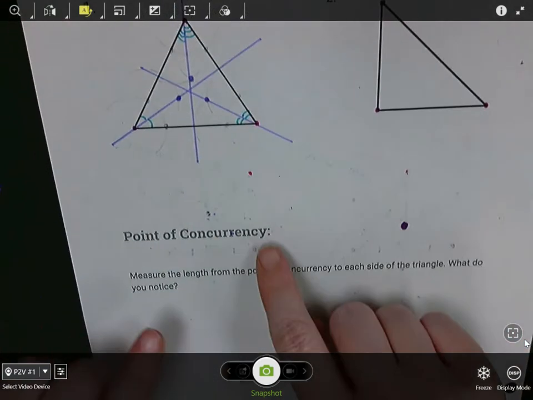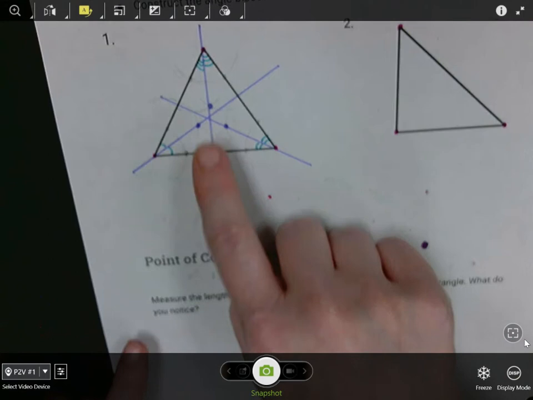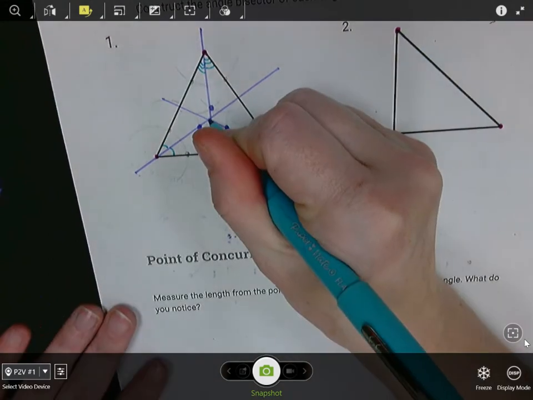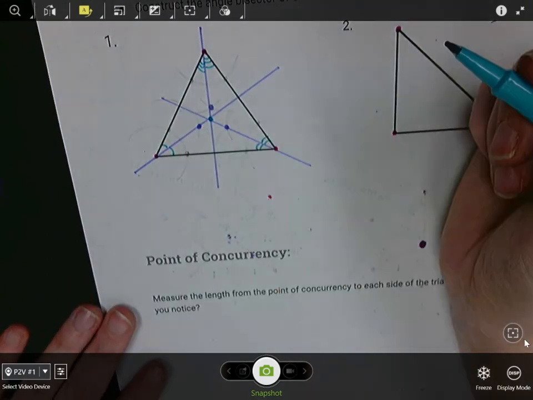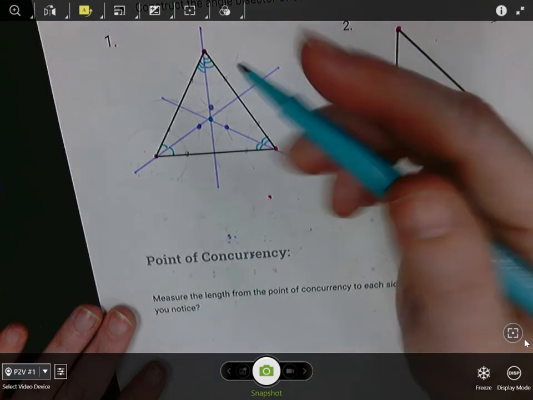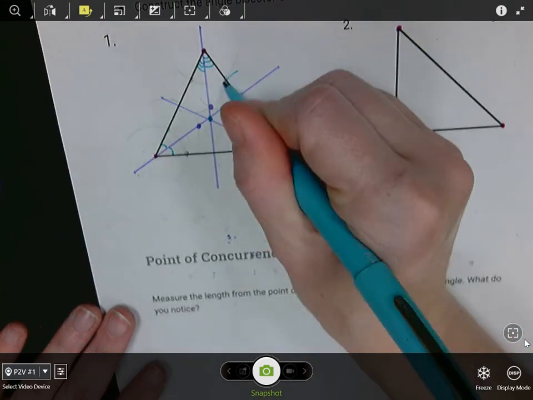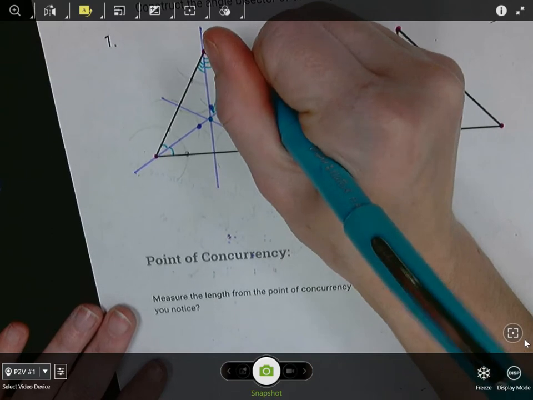The point of concurrency. What do you notice about the point? They are close to the other ones. Yeah, they should all meet up at the same spot. Mine doesn't, but that's because my line's off a little bit. This point is known as the incenter.